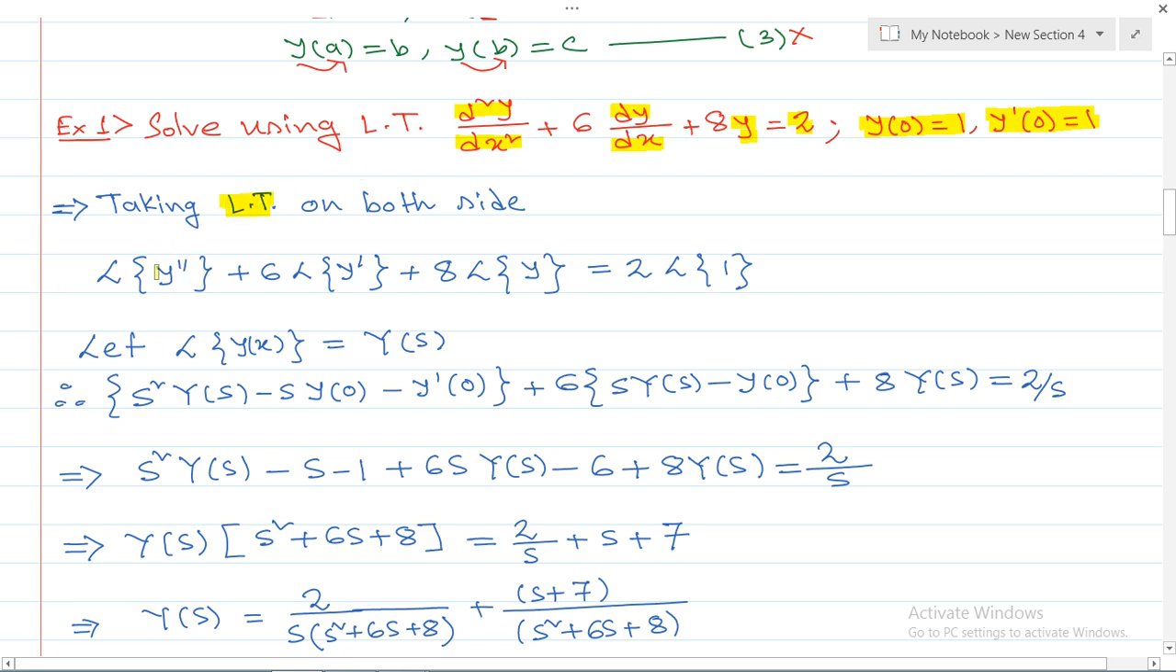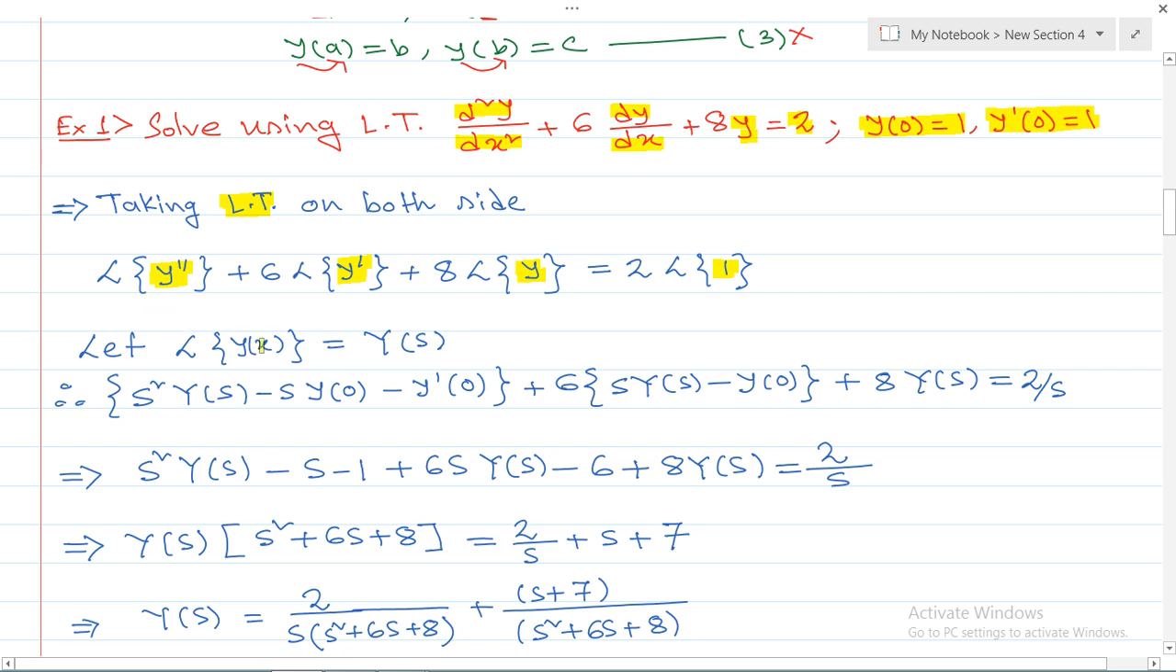So L of y double dashed, means double derivative of y. 6 is a constant, using the linearity property we can take 6 out and we can write 6 times Laplace transformation of y dashed, plus 8 times Laplace transformation of y, equals 2 times Laplace transformation of 1. Why is it Laplace transformation of 1? Because with 2 nothing is there, so we consider that 2 is multiplied with 1 only on the right hand side. So Laplace transformation will go over 1 only.